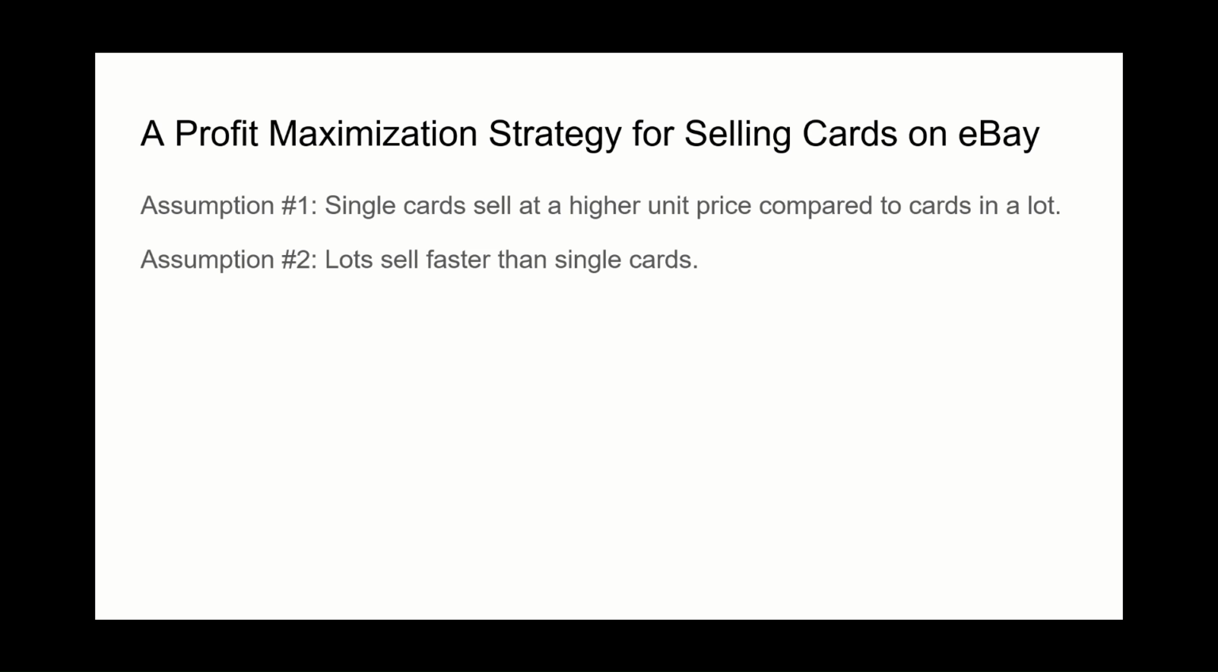Assumption one, you're going to get higher dollars. Assumption two, you're going to sell things quicker and you're going to get a quicker return on your initial investment from sourcing the cards. And so at this point, a lot of sellers may make the decision to just do lots or to just do singles or to do some combination of both based on what they source. And I would say that that is a good strategy. It's good to have balance in what you list.